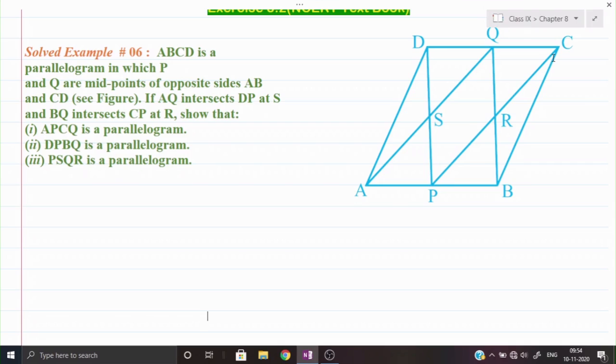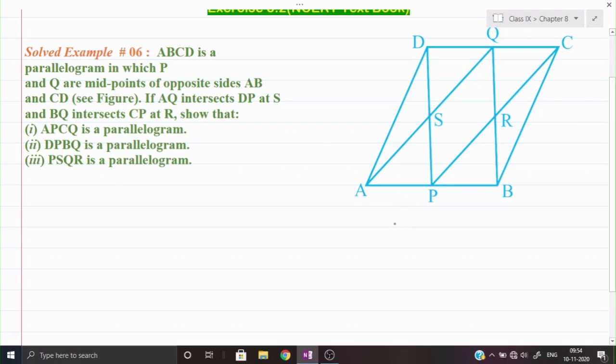Then we have to show that, first, APCQ is a parallelogram, DPBQ is a parallelogram, and PSQR is also a parallelogram. Here, one thing you need to remember while solving this question: some facts we should know. First of all, if we want to prove a parallelogram, what are the available ways we have? So I am writing here one by one.